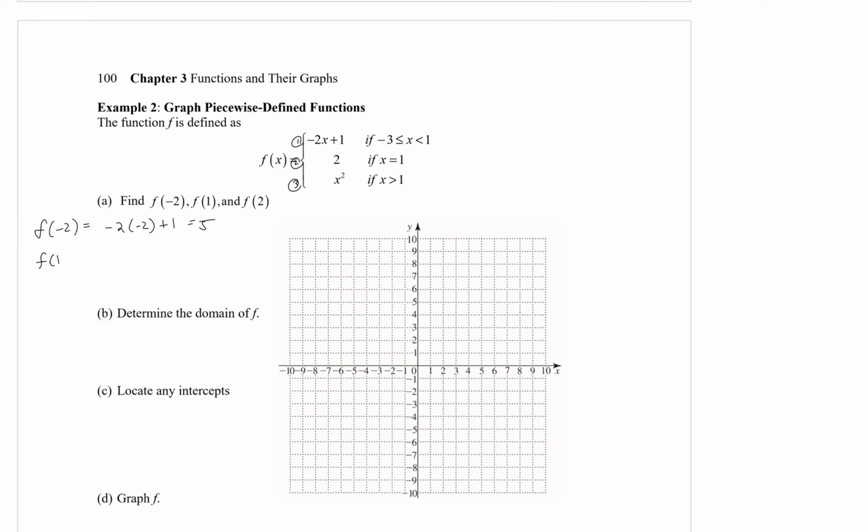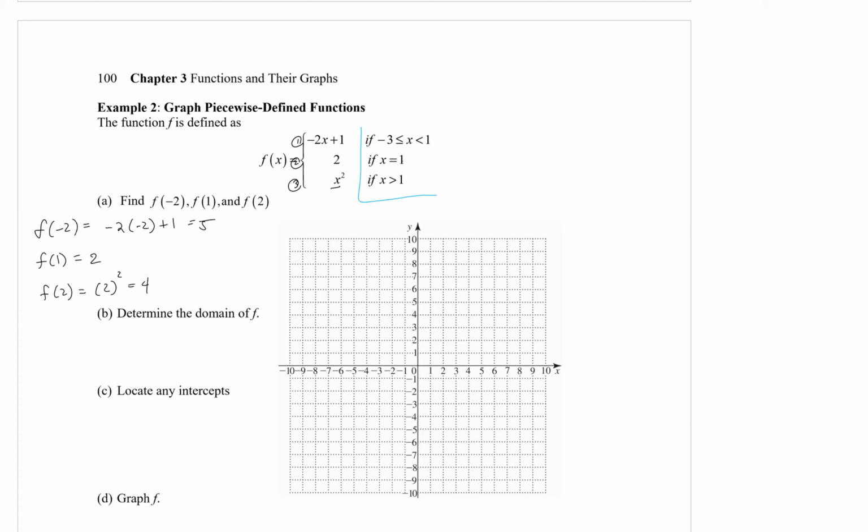What is the answer when I plug in 1, f of 1? When I plug in 1, I use equation 2, and it says the answer is 2. I don't have to even plug it in. They just give you the answer. What about if I want to plug in 2? Well, if you want to plug in anything bigger than 1, you use the third equation. And the third equation is x squared, so we're going to say 2 squared, which is 4. Done. Now, how can I determine the domain?